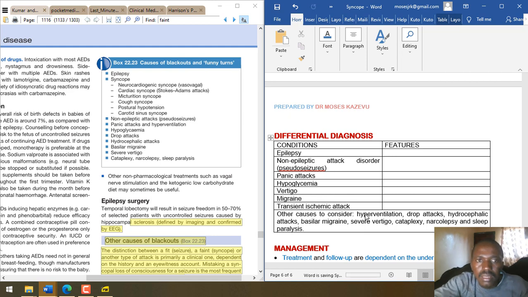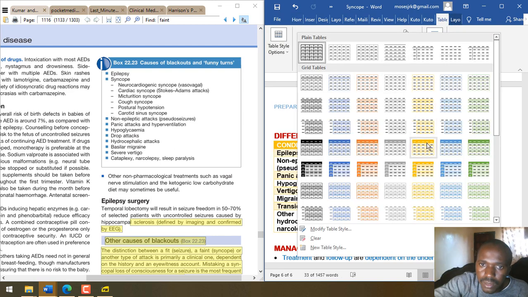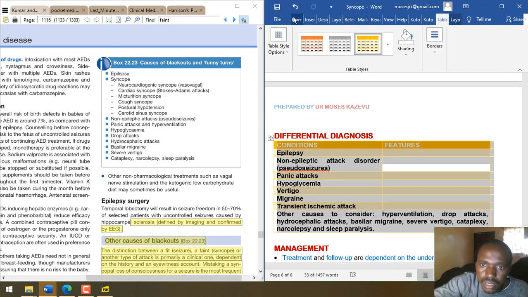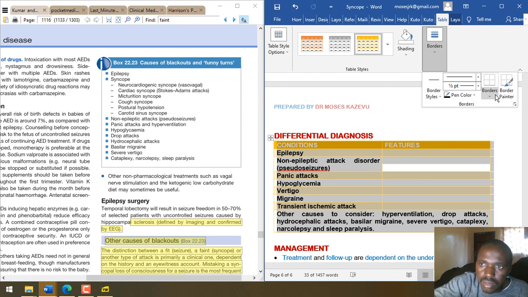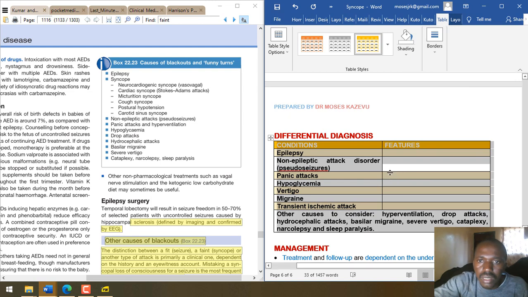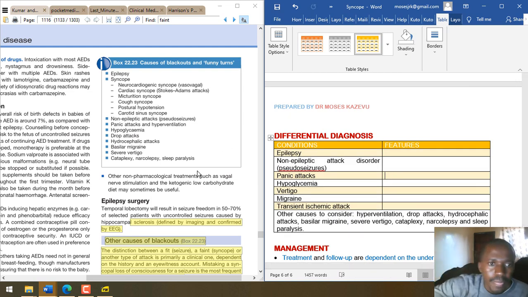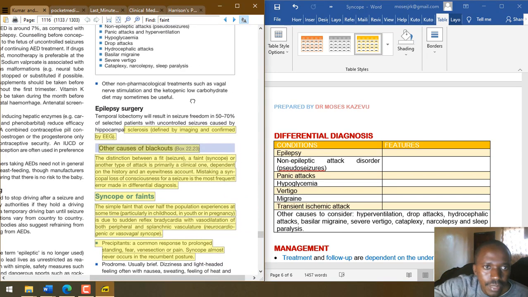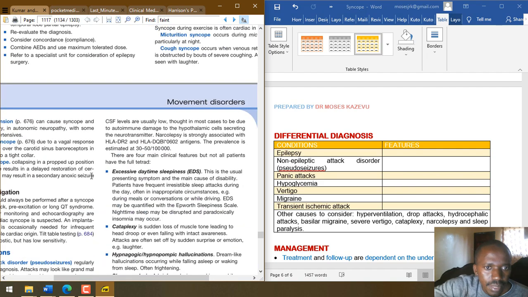Okay, so let's add some color to this table. I love this one here. Okay, we can add the borders. Borders to this, so we can add all the borders. Okay, and we can actually save this. All right, so epilepsy surgery. Oh, that's something else. Okay, so now let's get back to this.